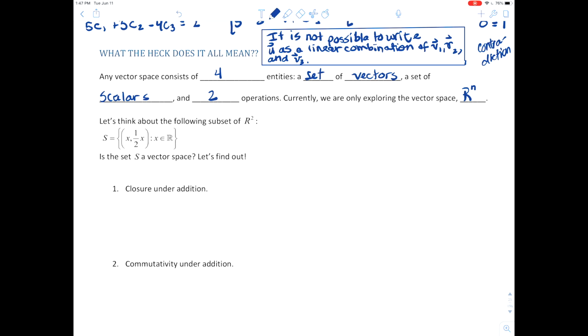So let's think about this subset here of R2, all right? So S is the set of all these vectors, and there's infinitely many of these vectors. So now, coming over here, let's just get a picture of what's going on. So S is equal to x comma 1/2 x, right? So the second component is half of the first component of each of these vectors. Well, what does that mean?